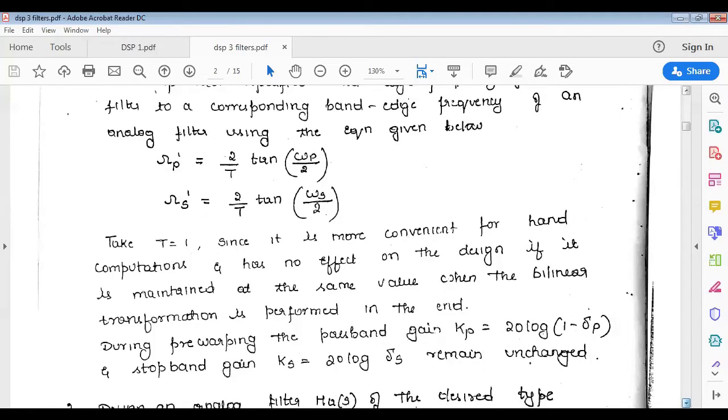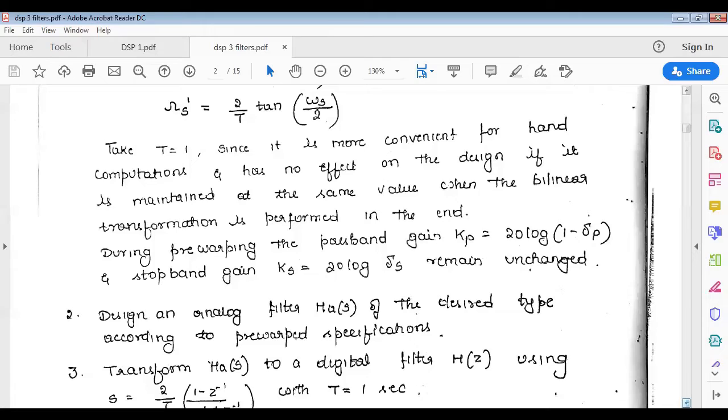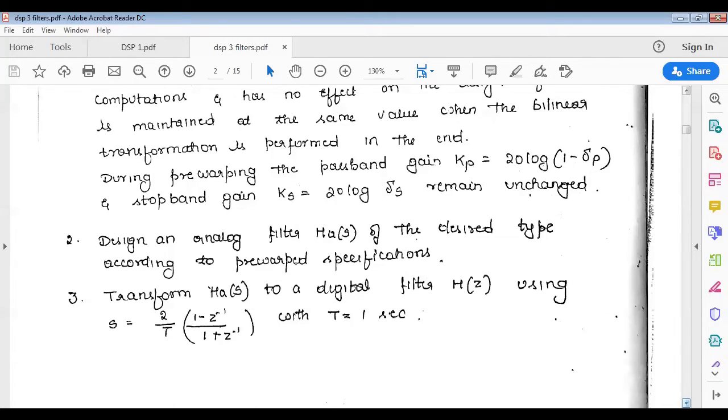What is the next step after pre-warping? We will get the data in analog form itself, that is, the complete data in the form of omega p, omega s, Kp and Ks. Once we get the data in this form, I can start designing the analog filter. That is nothing but obtaining the transfer function of the analog filter using the approximation tables.